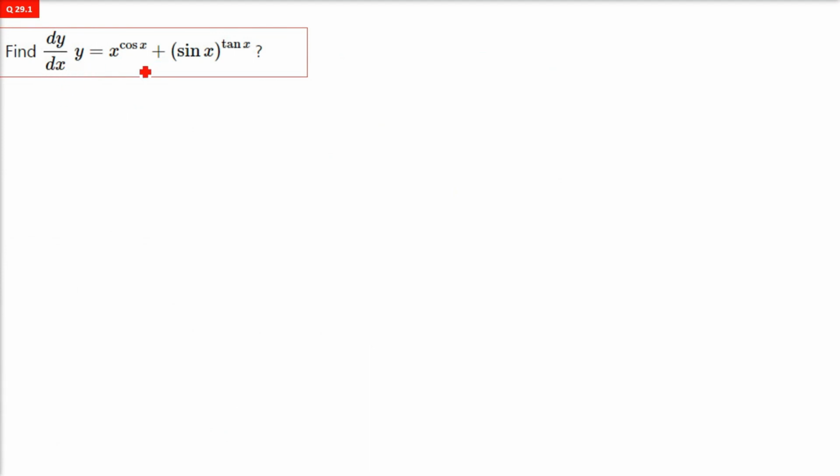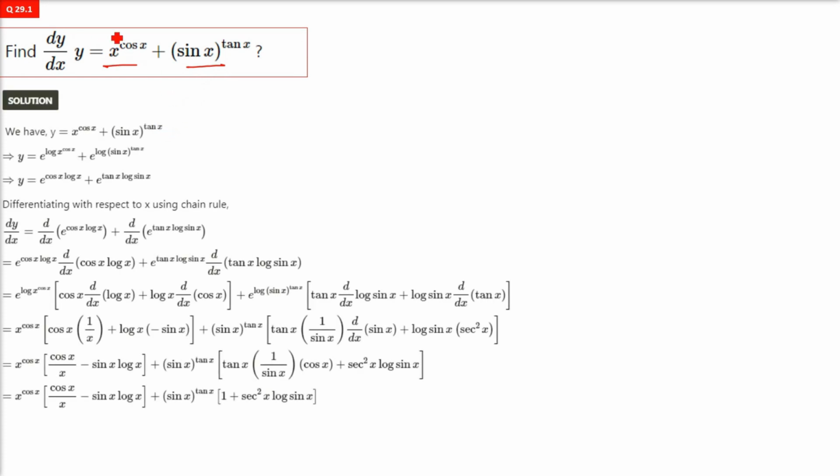Now dy by dx, this is x to the power cos x and sin x to the power tan x. We'll do the first one first. So you can just write it as e to the power log x to the power cos x. So cos x comes in front, so e to the power cos x log x it is.